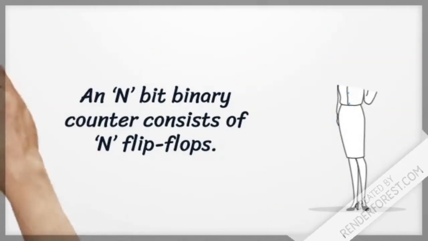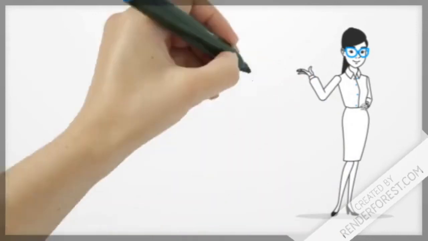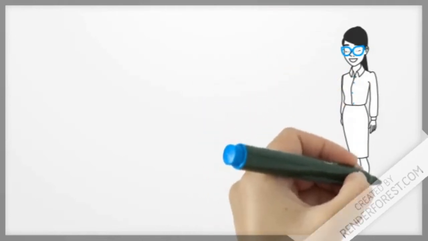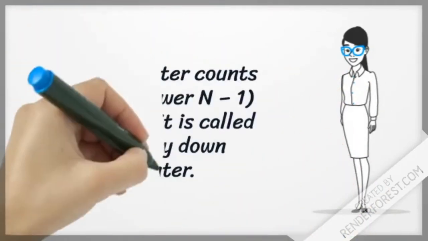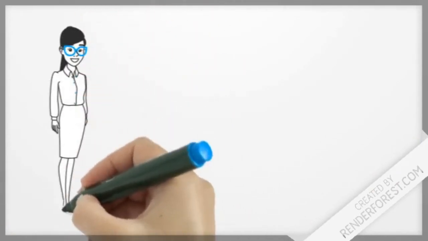It is frequently required in digital computers and other digital systems to record the number of events occurring in a specified interval of time. The counter counts from 0 to some number, that is 2 to the power n minus 1. If the counter counts from 2 to the power n minus 1 to 0, then it is called a binary counter.